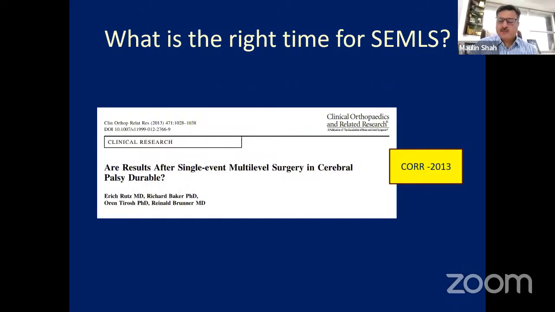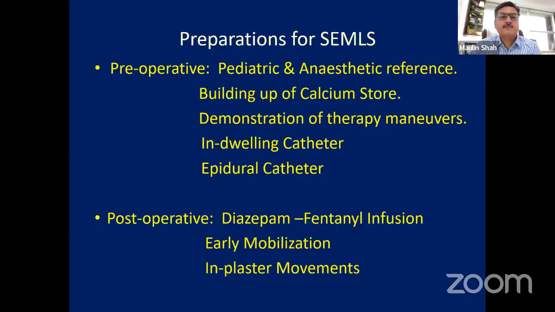Dr. Reinhard Brunner from Europe has also found that results are not durable. So single event multi-level surgery is not magic. If you perform it in an earlier phase, you would need some other supplementary secondary surgeries, and that we have to explain to the family. There are some borderline cases where we have to operate earlier on, and there are new ways to maintain them or to prevent secondary surgery. Dr. Goda would present one of those cases.